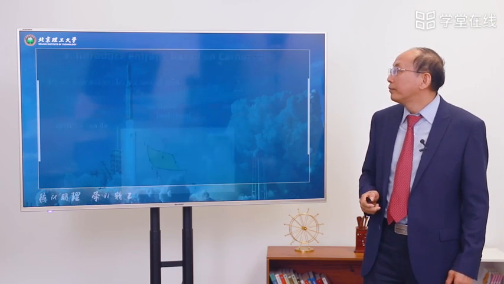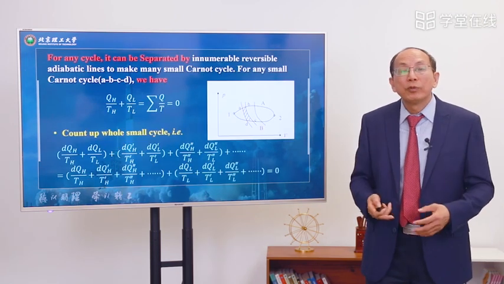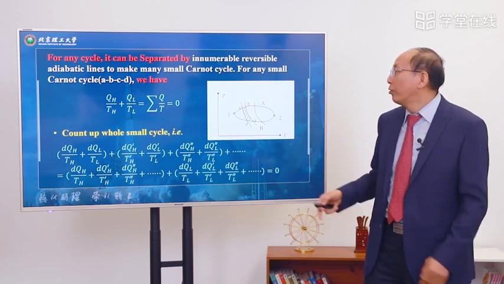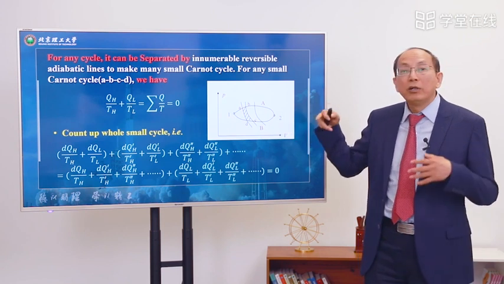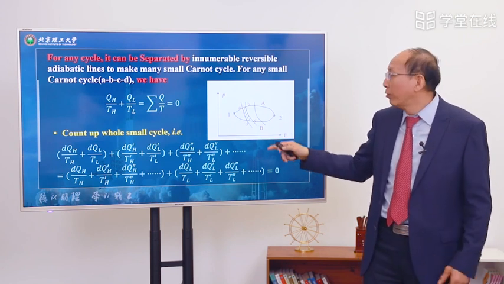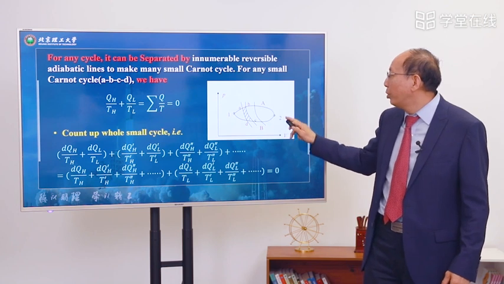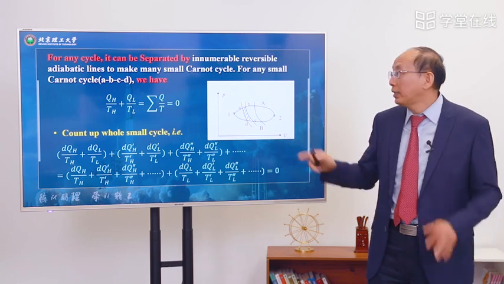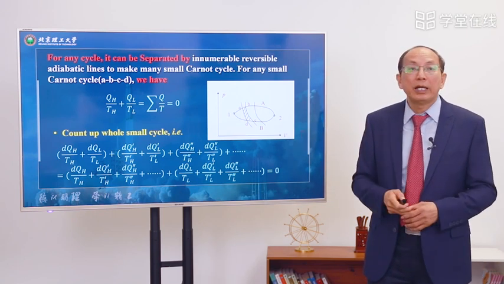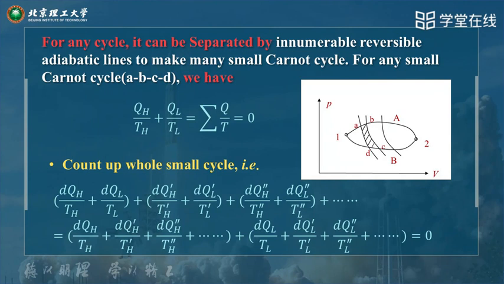For any reversible cycle, for example, in a PV diagram, we have a reversible cycle. 1A2 and 2B1 construct a cycle. It is any cycle. It can be separated by innumerable reversible adiabatic lines to make many small Carnot cycles.